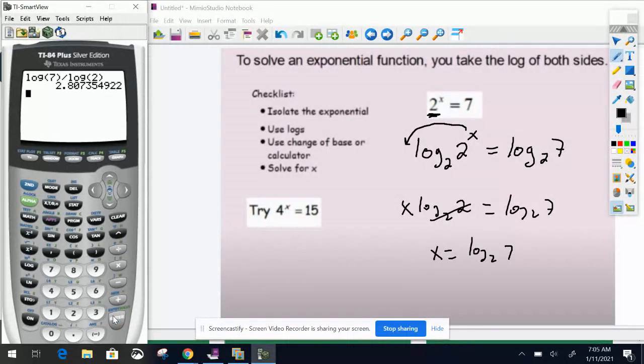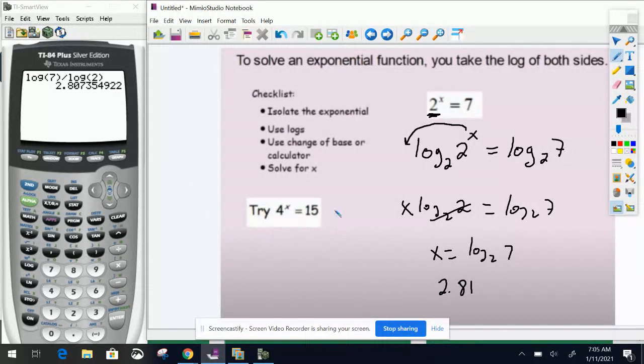right here. So 2 point something. So the answer, make sure you pay attention to Desmos because it is going to ask you to round, like to the nearest hundredth. So this would be 2.81, and 81 because this 7 rounds up this 0. Okay, so we try this.